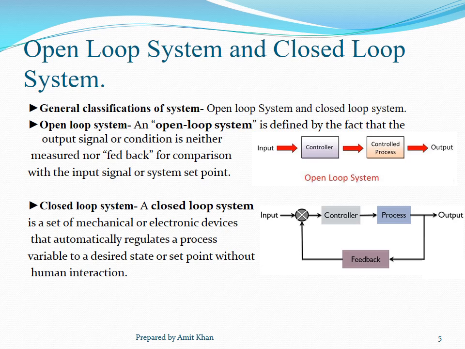Then comes closed loop system. A closed loop system is a set of mechanical or electronic devices that automatically regulates a process variable to a desired state or set point without human interaction. In the block diagram, we can see that there is an input, then controller, then process, then output. From the output of the process, there is a feedback loop which goes to the error detector. In the error detector block, we set the set point, and we can control the process as we require.